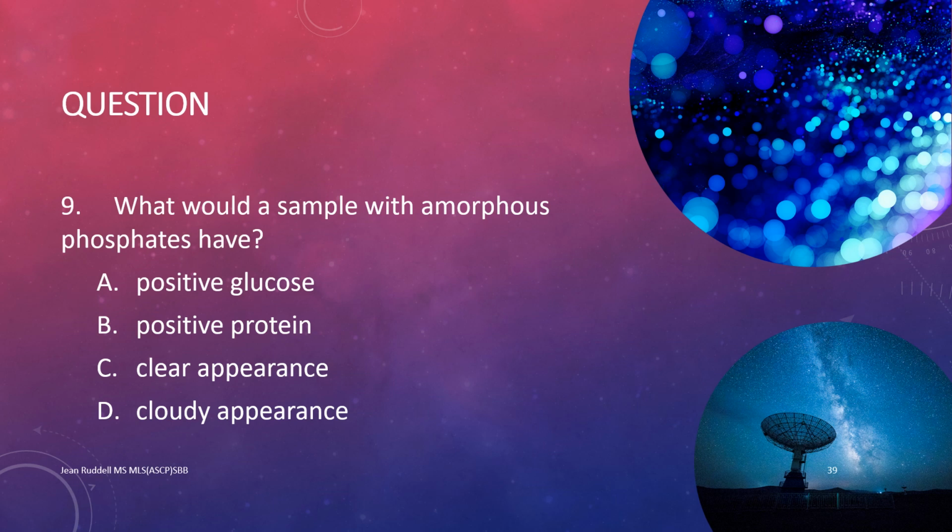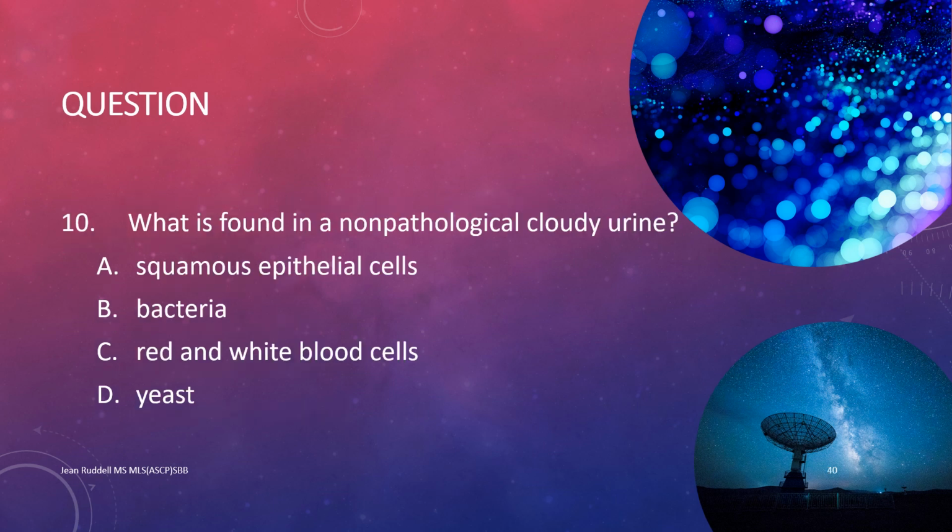Question 9. What would a sample with amorphous phosphates have? A, positive glucose. B, positive protein. C, clear appearance. D, cloudy appearance. The answer is D, it would be cloudy. Question 10. What is found in a non-pathological cloudy urine? A, squamous epithelial cells. B, bacteria. C, red and white blood cells. D, yeast. The answer is A, squamous epithelial cells.